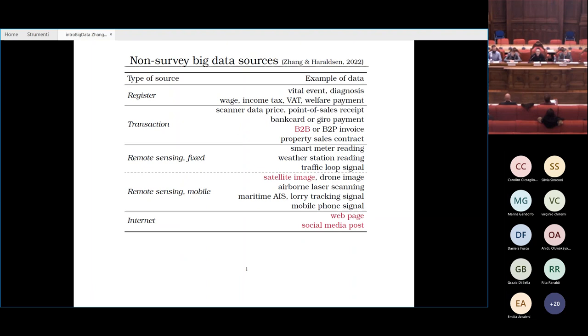So basically, it's a lot of data that is not from the planned surveys or census and so on. Just data that is already there, secondary, and ideally, there's a lot of it in terms of amount. Go on to the next page, please.